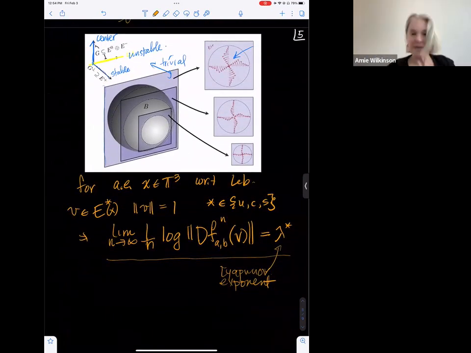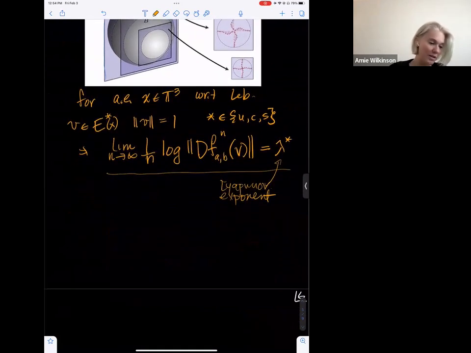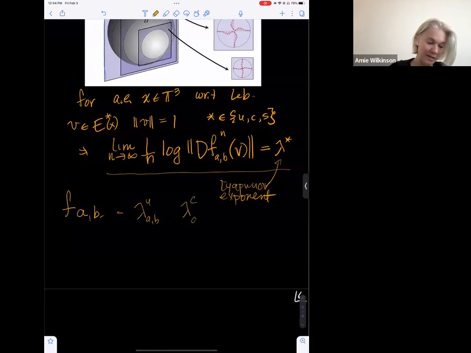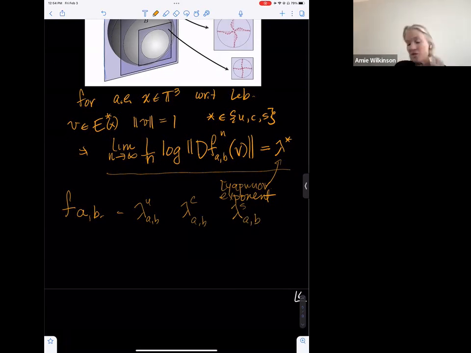Okay, so what is going on here is the following. Let's look at values of A. Let's look at FAB, and let's look at the Lyapunov exponents. There are lambda UAB, lambda CAB, and lambda SAB. These are expansion and contraction rates. When A and B are 0, then these three are constants. This is the log of some constant I'll call mu, which is like 3 plus root 5 over 2 or something.